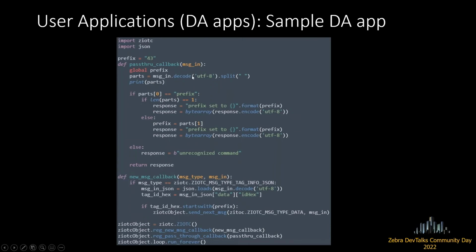And the command actually will be sent to the reader gateway. The reader gateway will then send it to the DA app, and when it sends to the DA app, it will automatically issue a callback to this method where it is then changing the prefix. That's what this is doing.